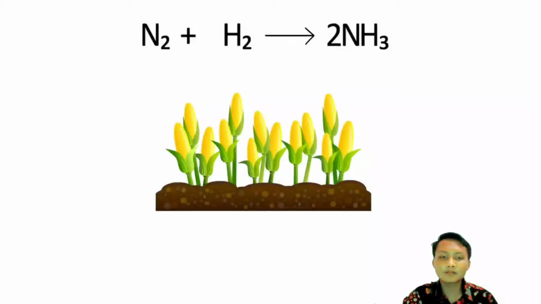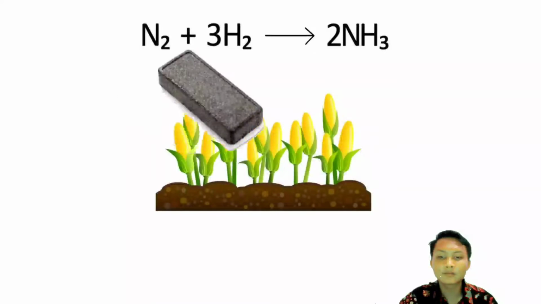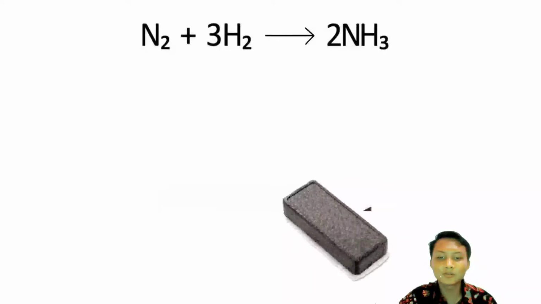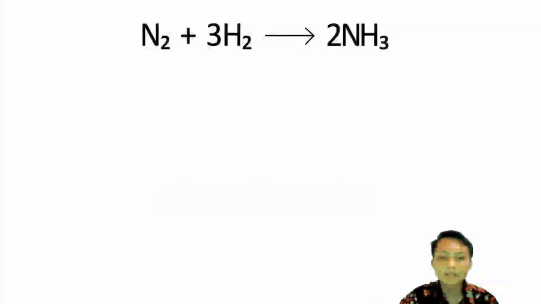As it's written, the reaction is not balanced. There are 2 nitrogens on the left and only 1 on the right. So we put a 2 in front of ammonia to balance the nitrogens. This gives us 6 hydrogens on the right side but only 2 on the left. So we put a 3 in front of hydrogen. Now the reaction is all balanced. Remember, our balanced reaction is our recipe.